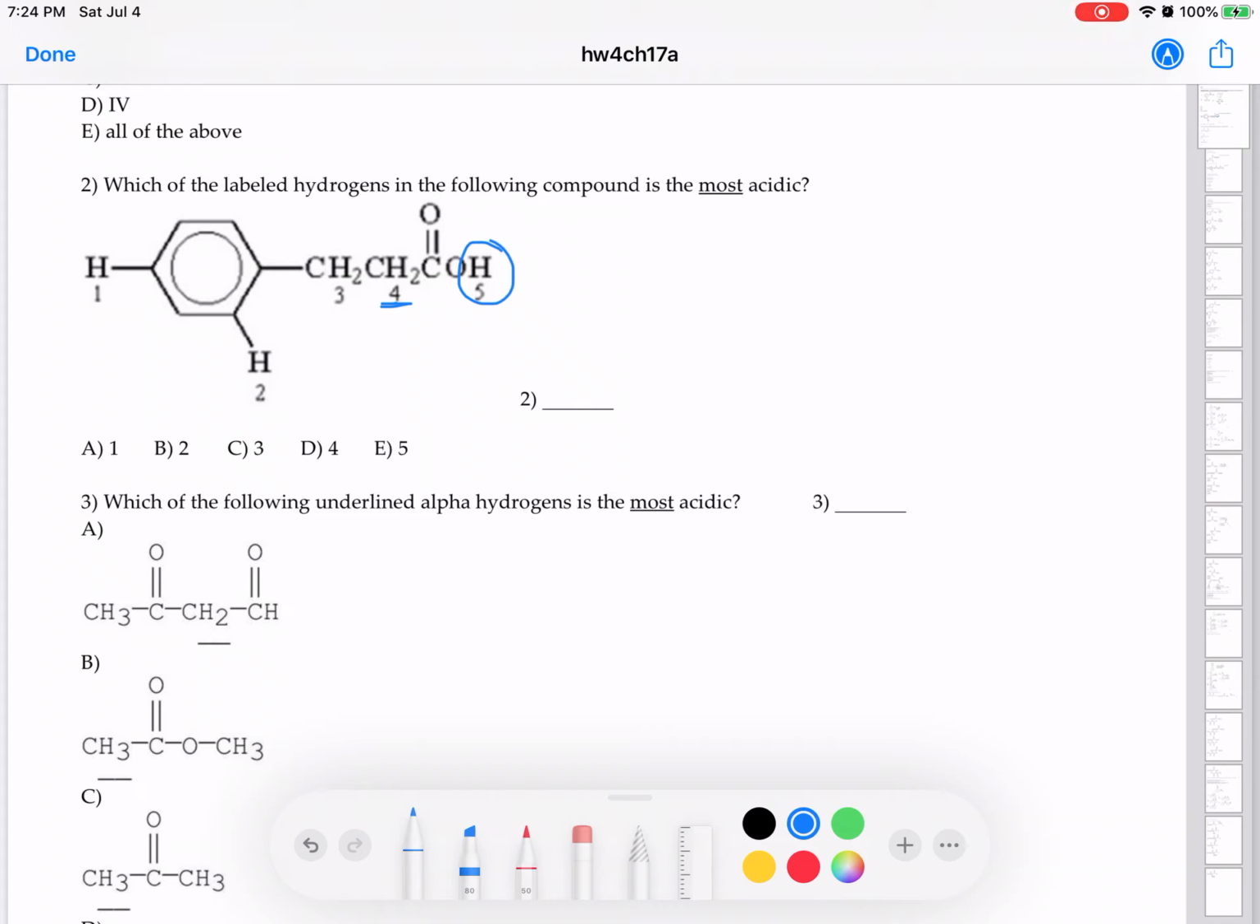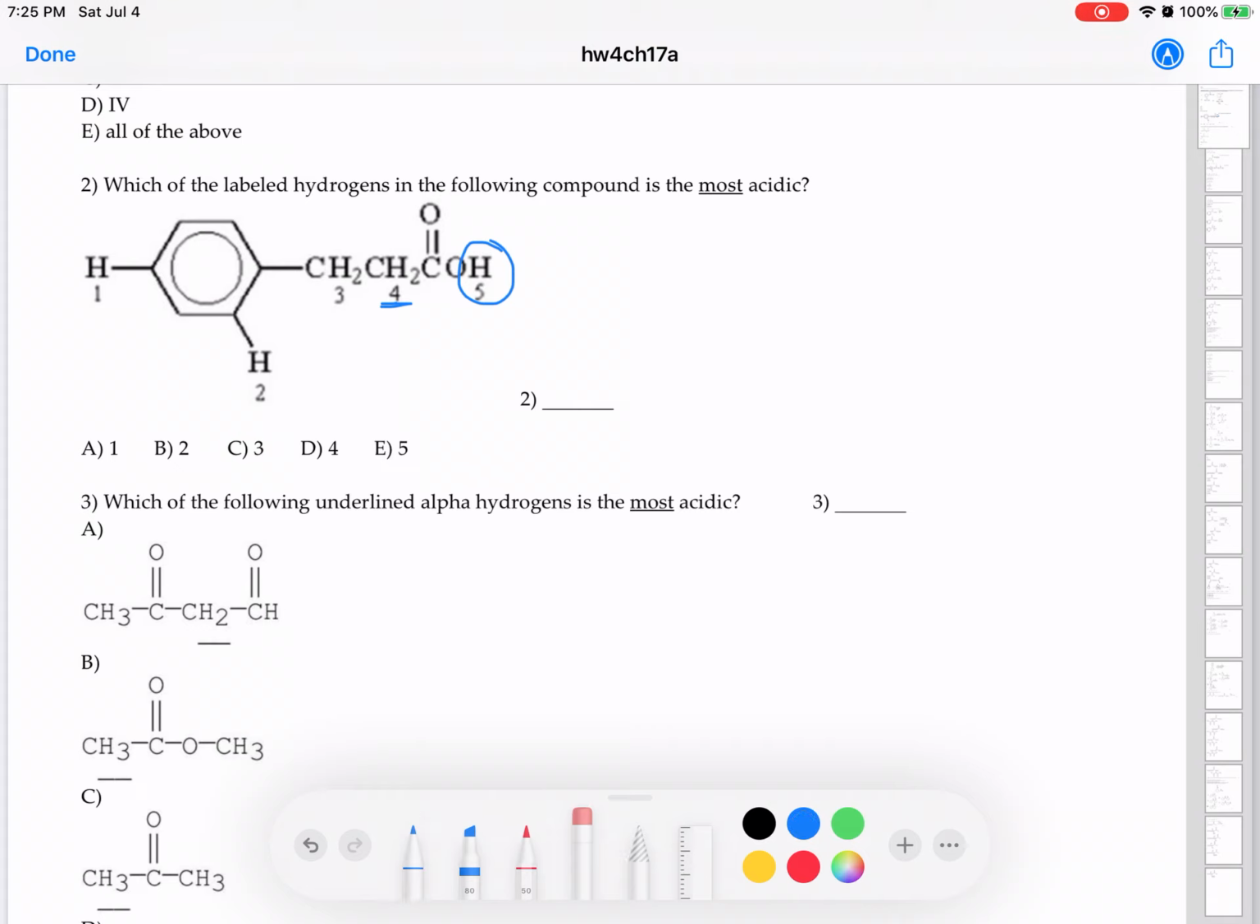The pKa of that number 4 hydrogen, the ketone alpha hydrogen, I believe, is about 15 maybe. You can look it up, I forgot. But it's less acidic compared to hydrogen 5. So the correct answer is the carboxylic hydrogen, which is the 5th hydrogen.